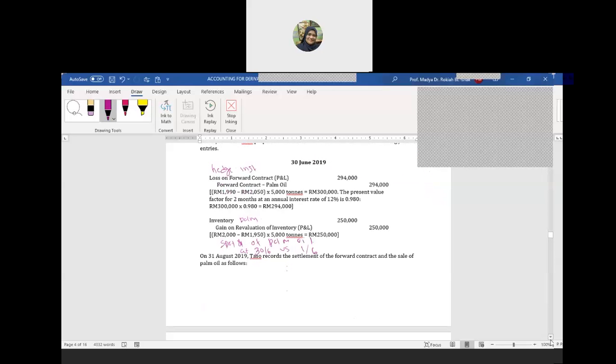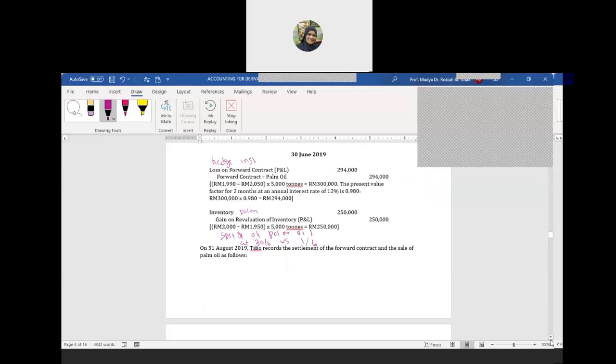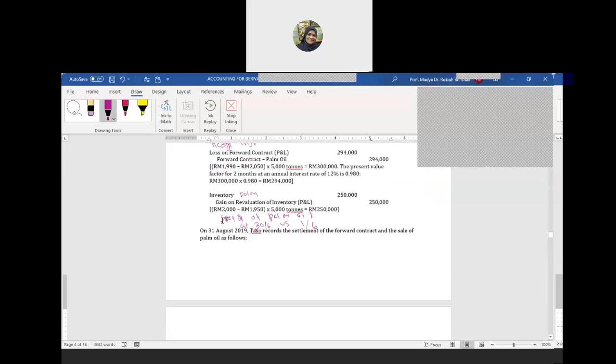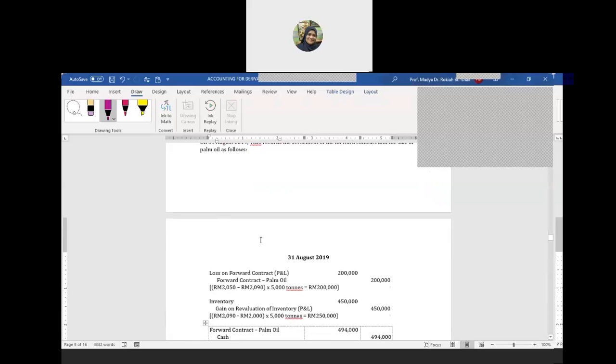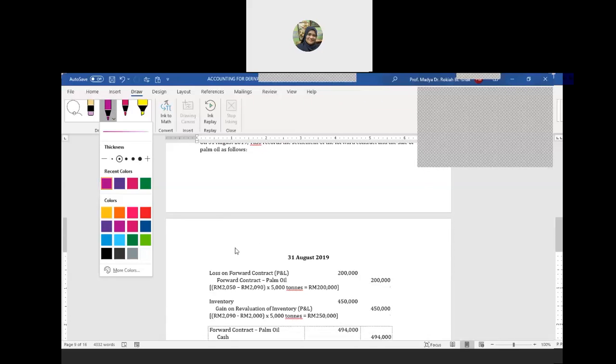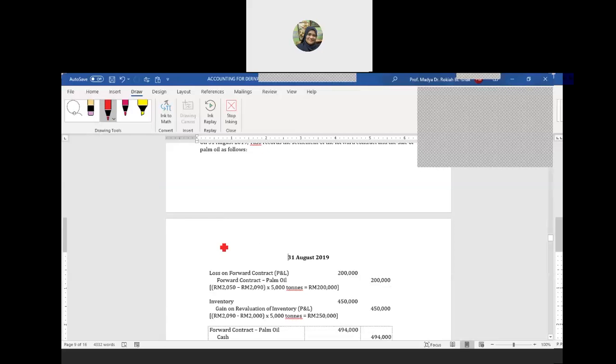On 31st August, when you have hedging accounting, you're going to have two journal entries. One is for the hedging instrument and the other one is for the hedged item. Then on 31st August, you make a settlement. Before you make a settlement, we need to record the changes in value. Before settlement, we need to record the changes in the value of each instrument and also each item.